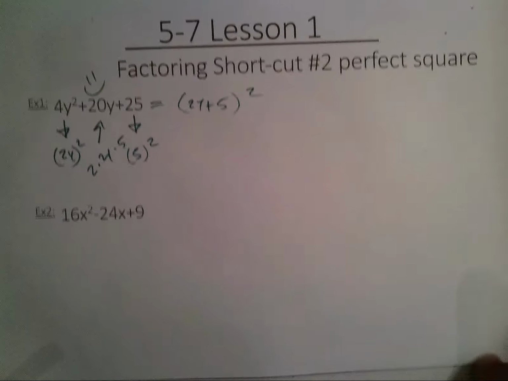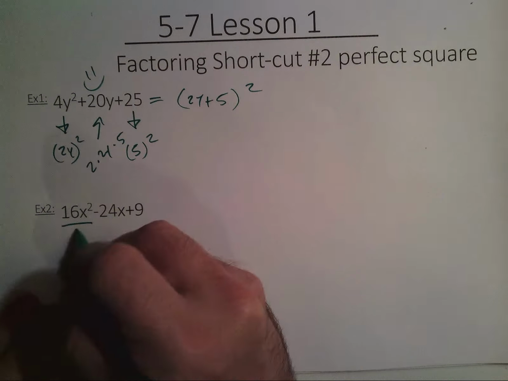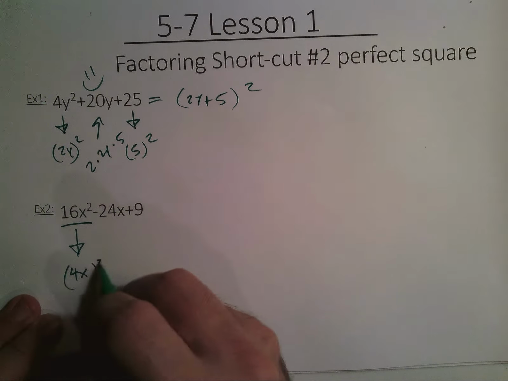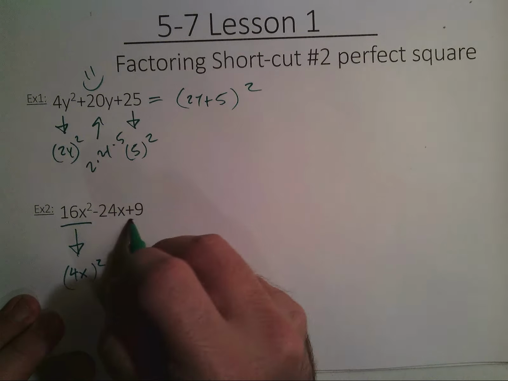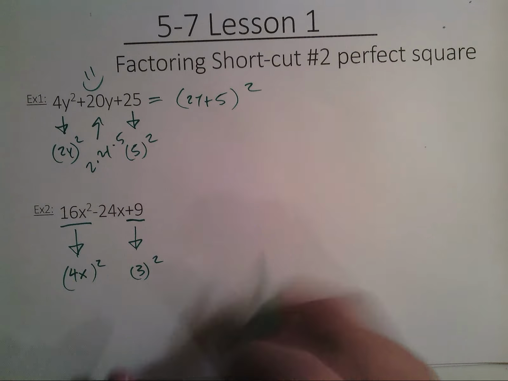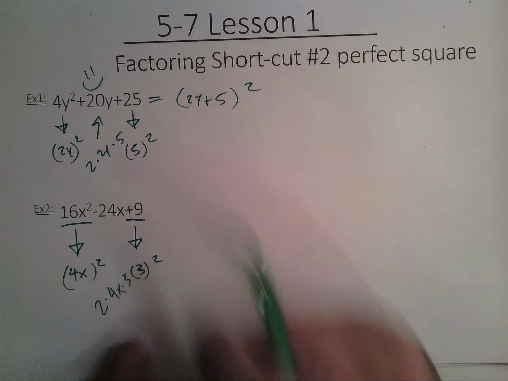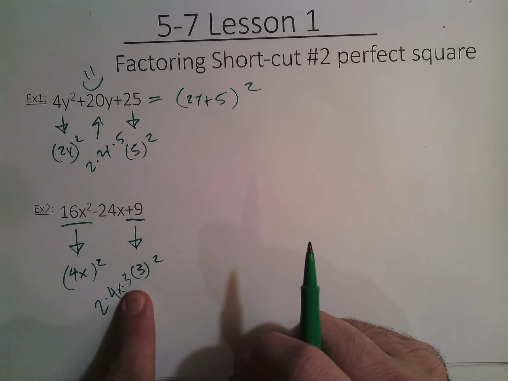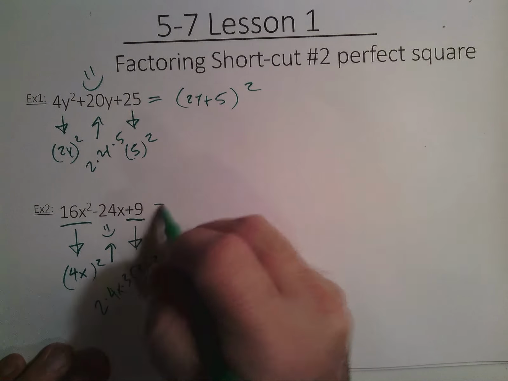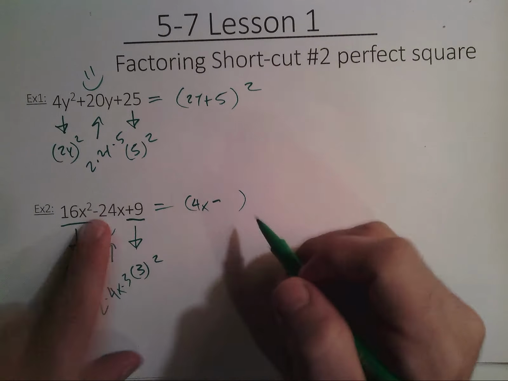Alright, let's do that again, and we'll do it a little bit slower. Is 16x squared a square? The answer is yes. It is a square of 4x. Is 9 a square? Yes, 9 is a square of 3. And now we need to check something. Is the middle 2 times the first thing times the last thing? So 2 times 4 is 8, times 3 is 24, and it checks out. So that means this is a perfect square. So I can write this as the first thing, 4x, whatever sign is in the middle, the last thing.